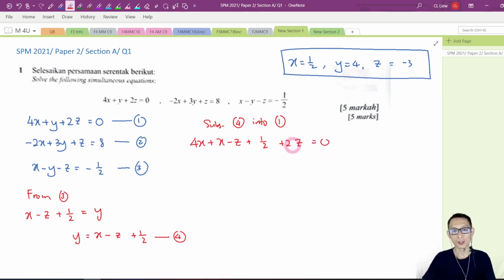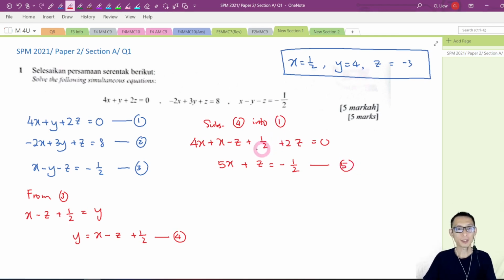Okay, so let me simplify. 4x plus x, you will get 5x. Minus z, this is negative z, plus 2z, you will get plus z. Okay, so the 1 over 2, I will bring it to the other side. It becomes negative 1 over 2. So just let this one be the fifth equation.